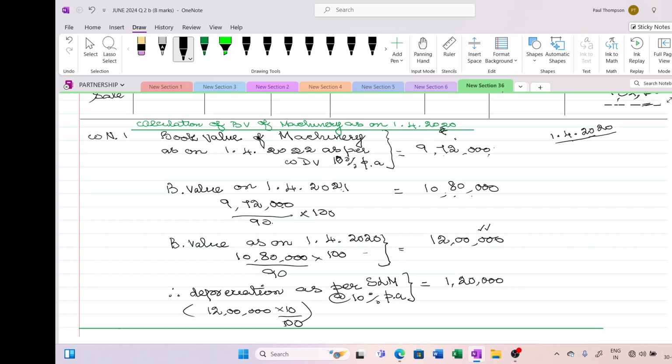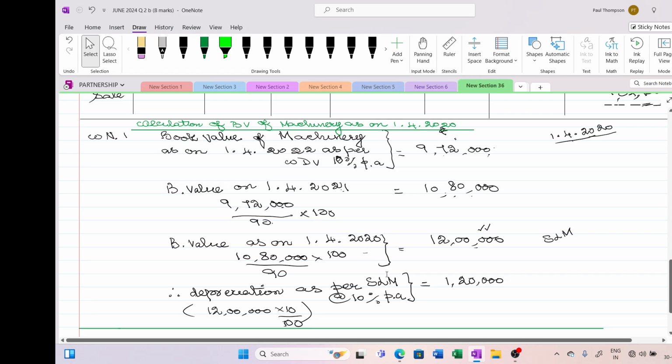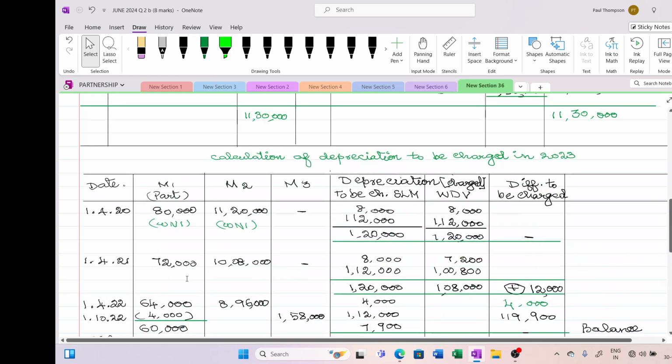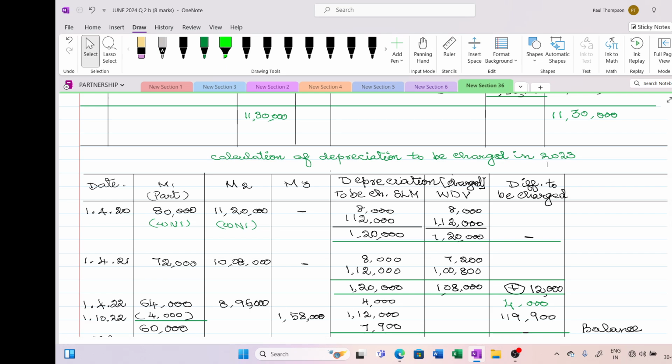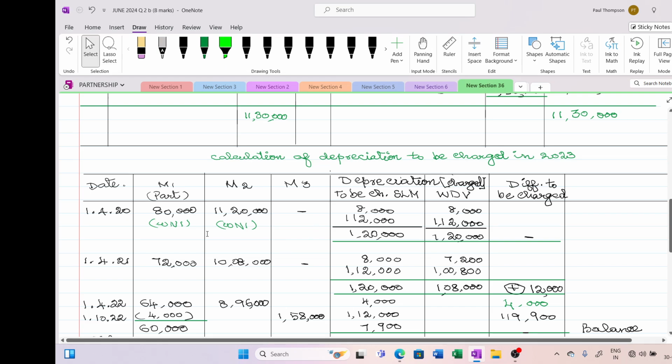Then on this we have to go for straight line method. So we are going to just apply for every year 10% on this. So that would come as 1,20,000. Hope this is clear to all of you. Now see here, I have bifurcated it because calculation of depreciation to be charged in 2023 according to SLM. It was done up to 1/4/2022 in WDV method.